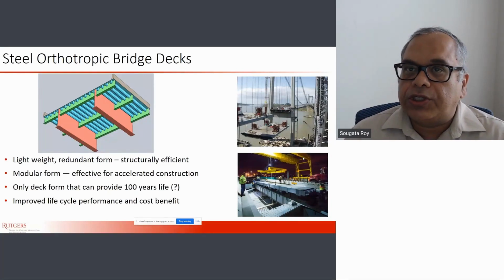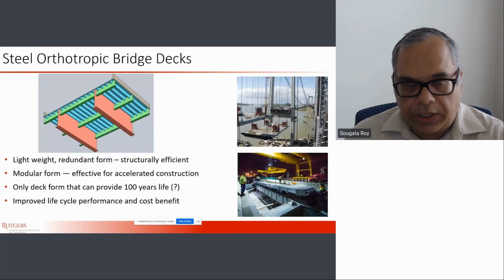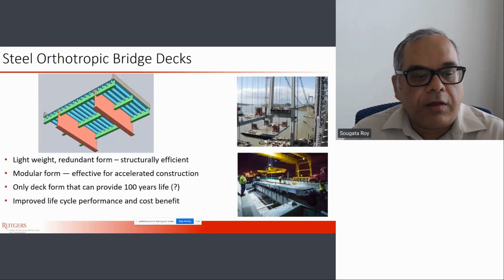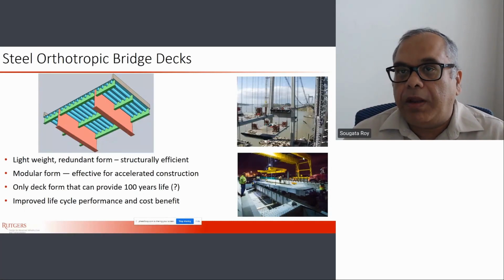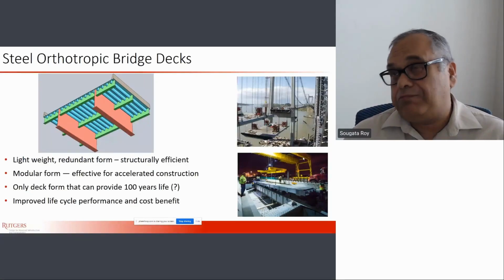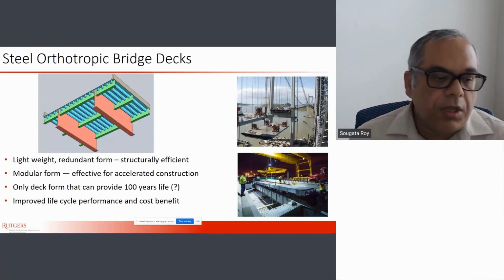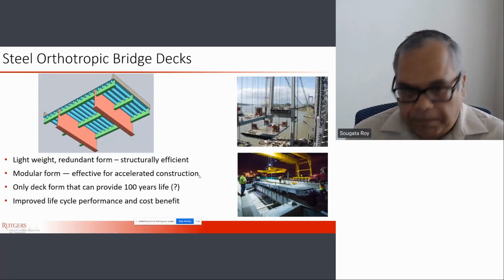Also, the corrosion in steel, unless it is a very severely corrosive environment, with the regular surface protection or coatings that we have, this can very easily give you a good service life. In fact, repainting may be required every 35 or 40 years. So over the lifetime of the bridge, you might need to paint it twice. So overall, it gives you an improved life cycle performance and cost benefit.